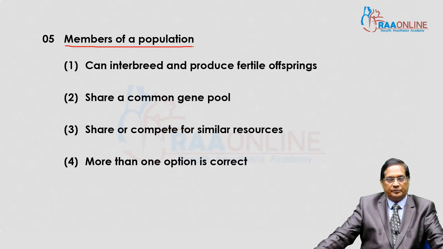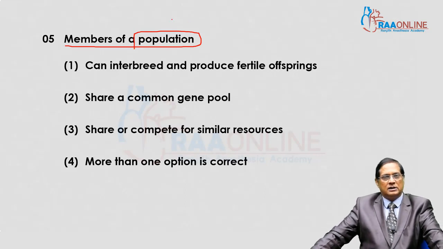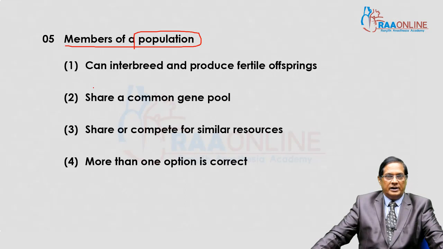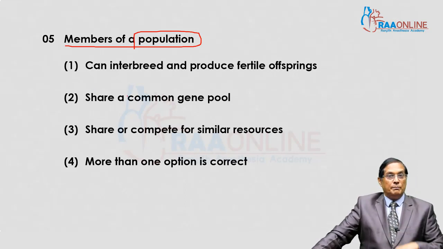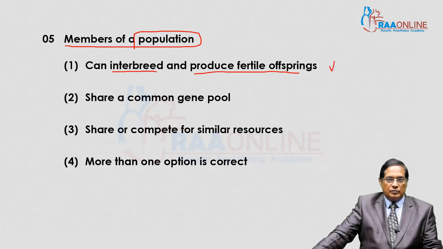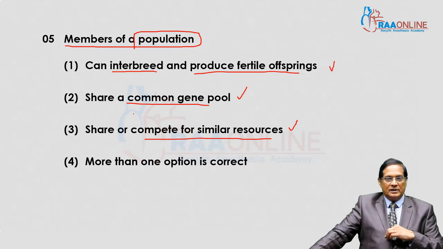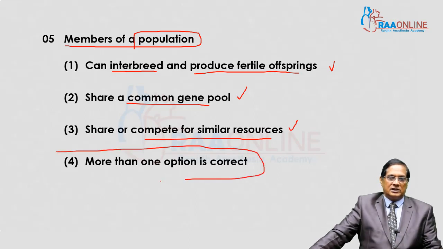Members of a population: I have already mentioned that a population is a group of similar organisms. For example, human beings are known as human population. Dog population, mango population, right? Only mangoes are considered. So let's see about the members of a population. They can interbreed and produce fertile young ones, this is right. They share a common gene pool, this is also right. They compete for similar resources, that is, intra-specific competition is more severe. So all these are correct with regard to population.